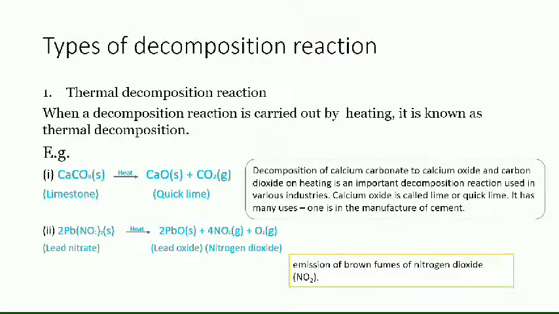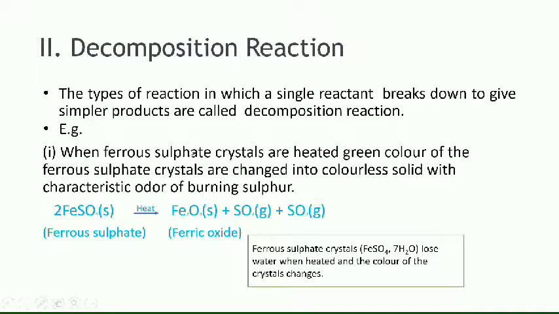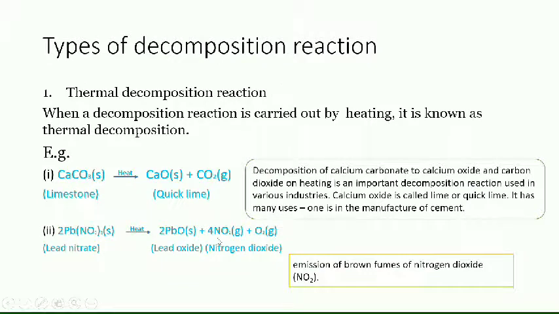So in case of decomposition reactions, there are various types of decomposition reaction we will be talking about now. First is thermal decomposition reaction. As in the previous example, we have already discussed that as ferrous sulfate is heated, the reactant is breaking down into various products. From the name itself, thermal means heat. So when a decomposition reaction is carried out by heating, it is known as thermal decomposition.